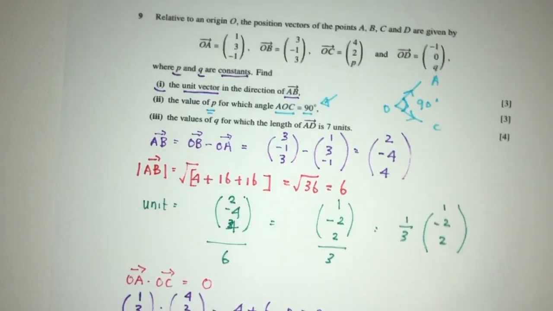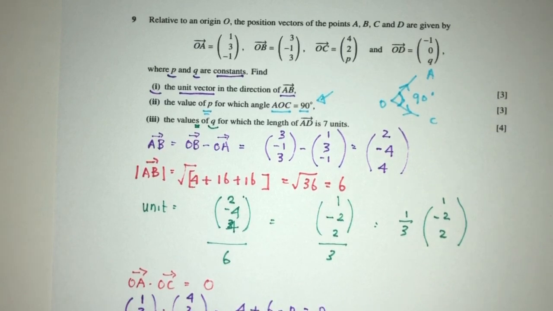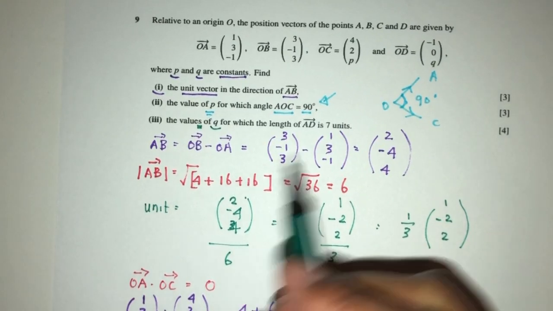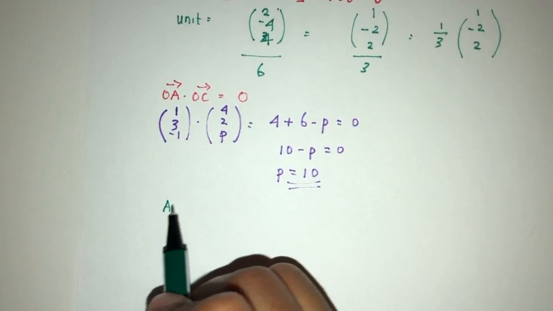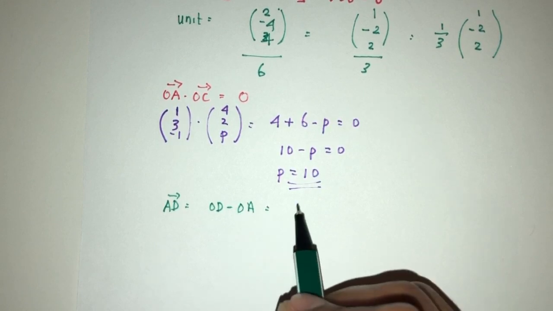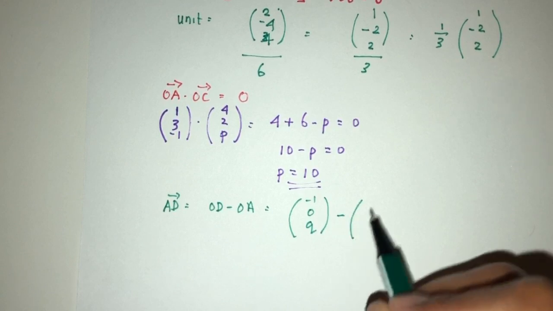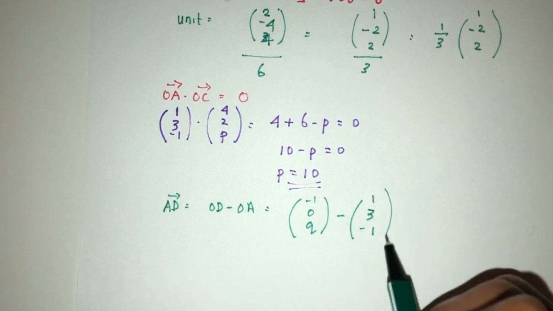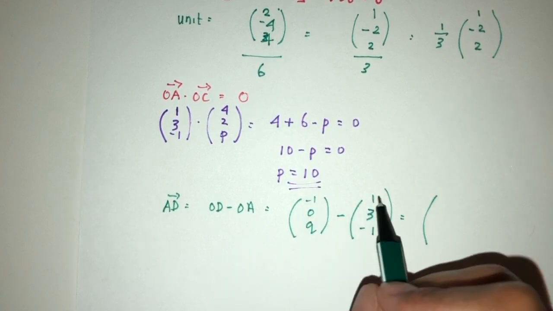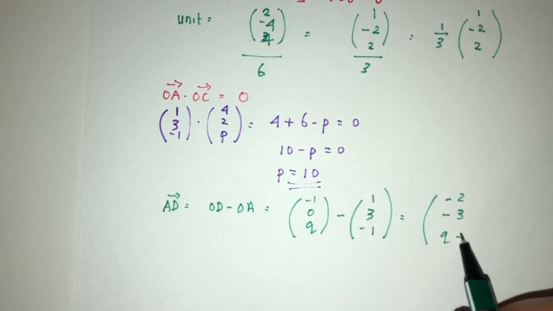Now for part 2, we have to find the values of q. So we understand from this question we have more than one value of q for which the length of AD is 7. So pretty easy. First, let's find AD. AD is simply OD minus OA. OD is (-1, 0, q), minus OA, which is (1, 3, -1). That should be minus 1 minus 1 is minus 2, that should be minus 3, and that should be q plus 1.